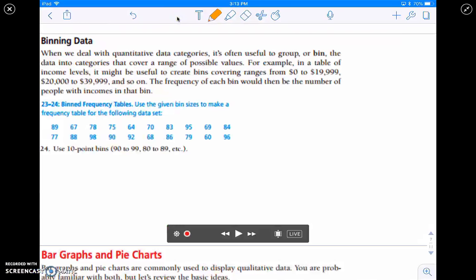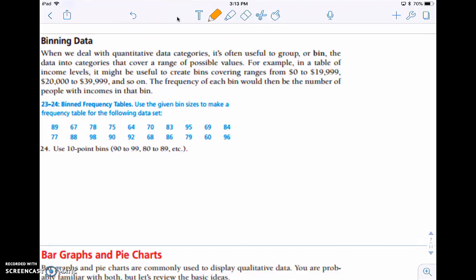Okay, this is part 2, looking at Unit 5C, statistical tables and graphs. I'm now going to look at this idea the text calls binning data. Sometimes you'll hear this referenced as, or called, breaking things into classes.